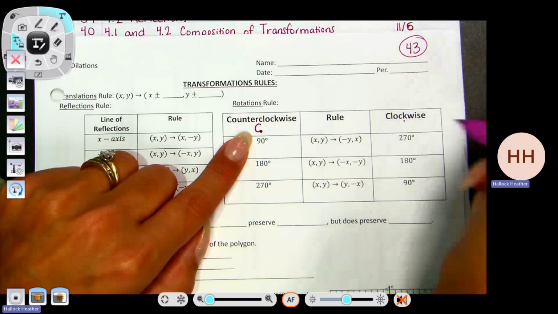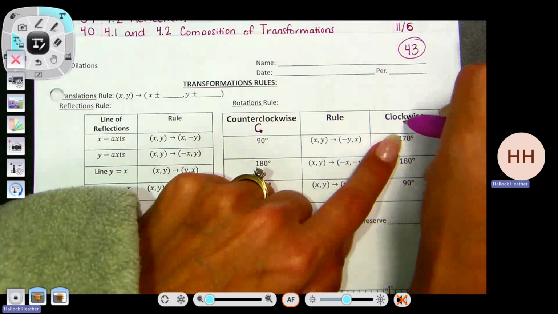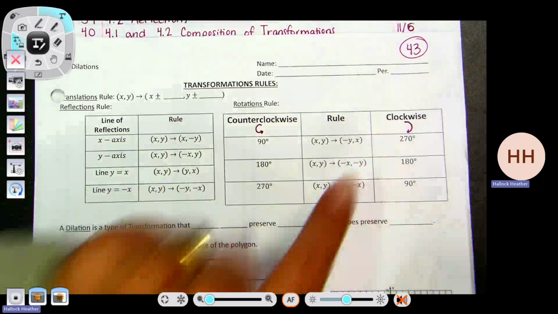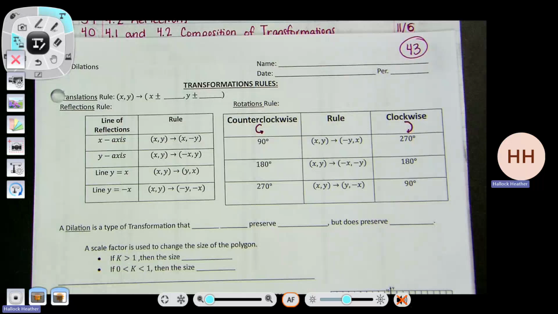Occasionally you'll have to go clockwise, which if you make your little dot at 12 o'clock, that's going to the right. So it spins that way. But your rules repeat themselves. So the newest one is down at the bottom.